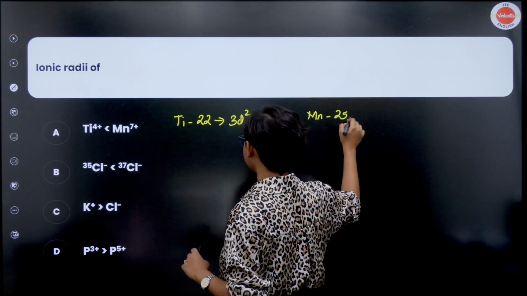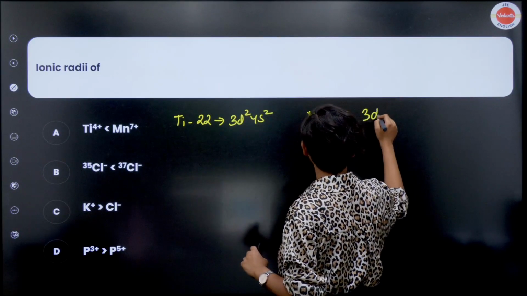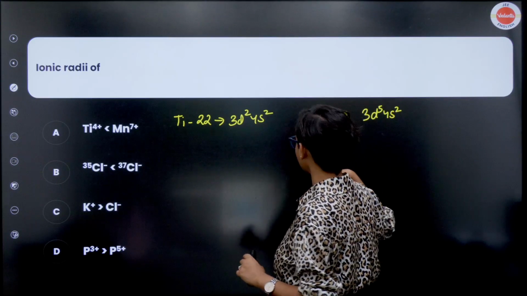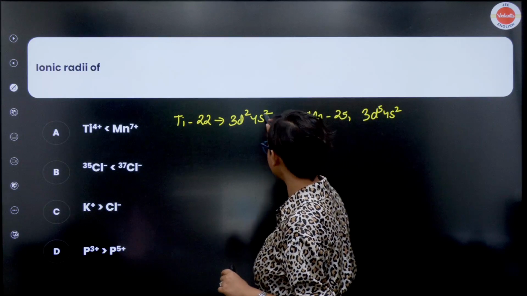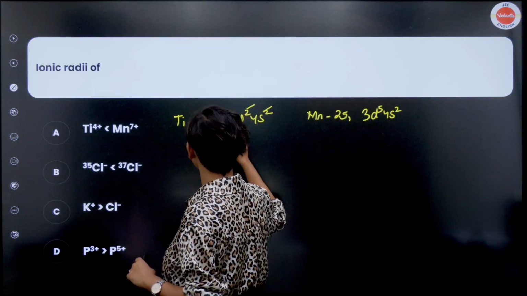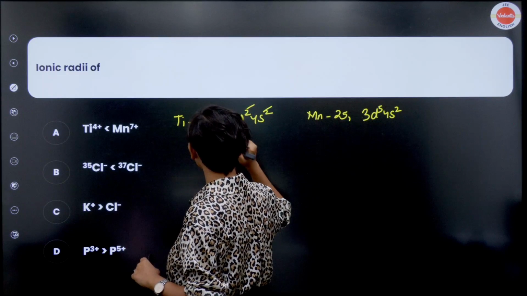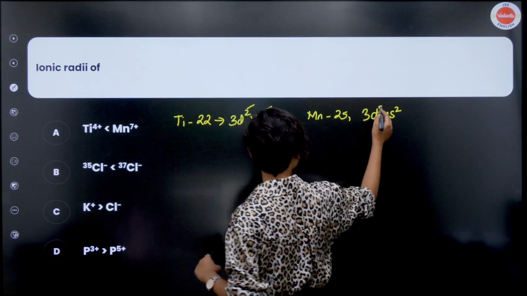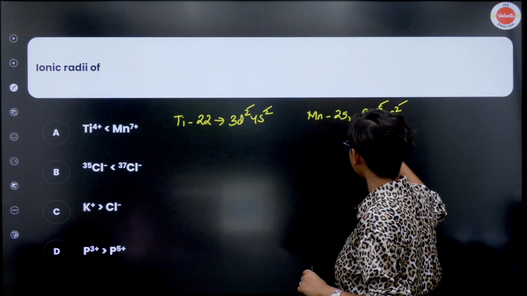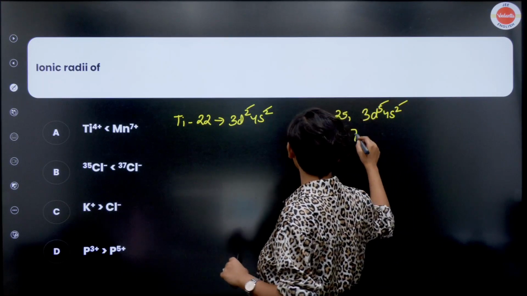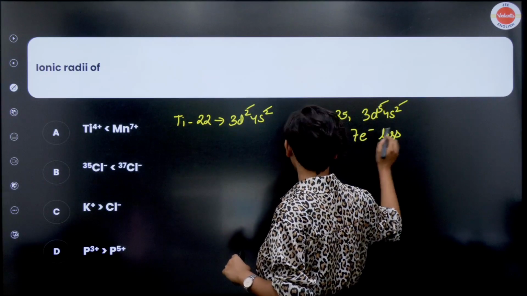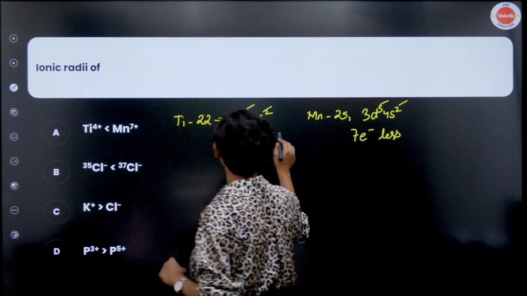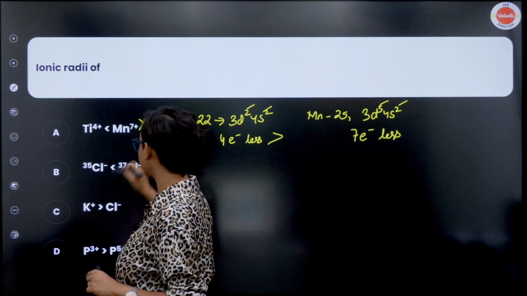And then manganese. Manganese is 25. So 25 means 3d5 4s2. Now what will happen is, in this case, this will also go, this will also go, 4+, right? But 7+, no, it is wrong. 7 electrons less here, 4 electrons less here. Which one will be bigger? This will be bigger. So this is wrong.